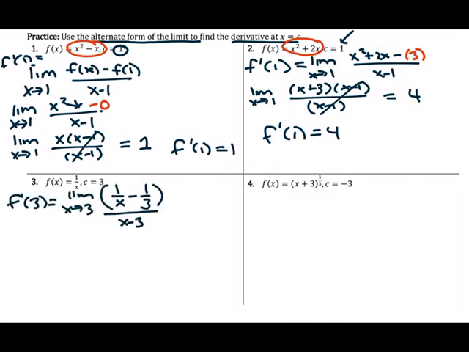So here's the setup. I would rather not look at this complex fraction, so I'm going to write my denominator as a fraction, 1 over x minus 3.